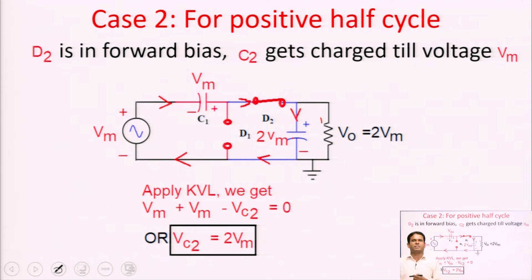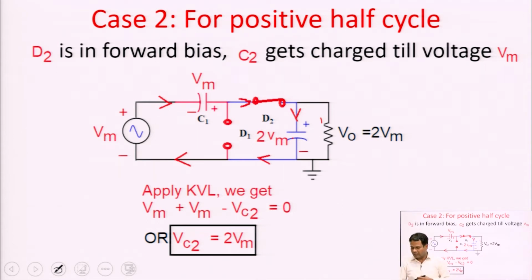But the question arises, why is it called half wave voltage doubler? Half wave voltage doubler is because we are taking the output voltage only across the C2, and the C2 capacitor has charged during only the half wave, and this means only during the positive half cycle. That is why it is called half wave voltage doubler.